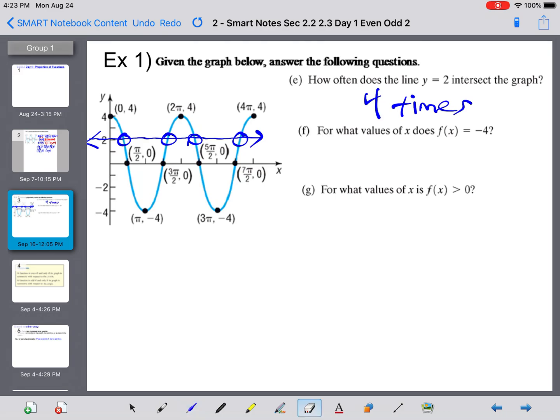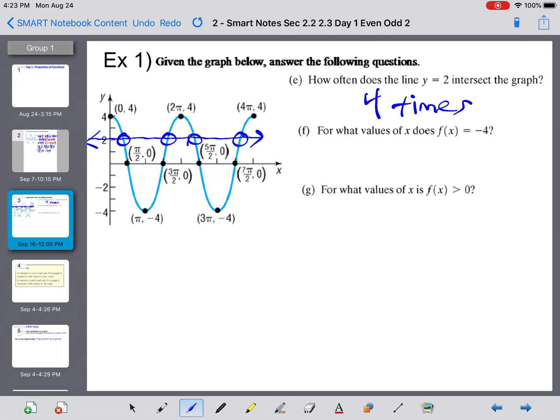All right. For what value of x does f of x equal negative 4? So this one is working on that function notation. Do you understand what this is asking and what's going on? Right? So we want to know what x value does basically the y value equal -4?